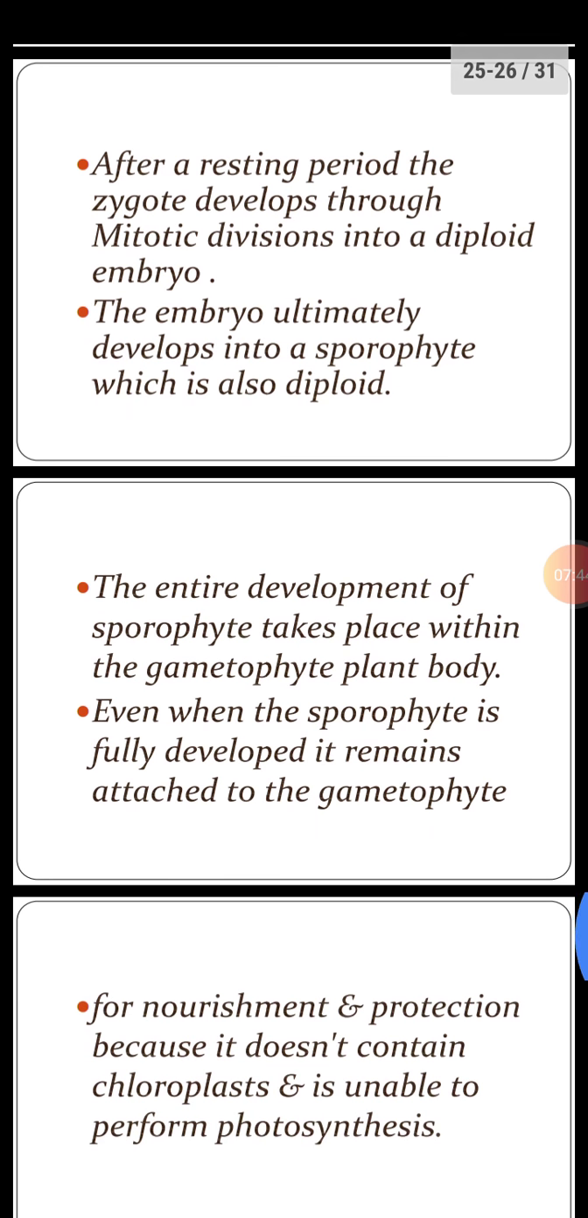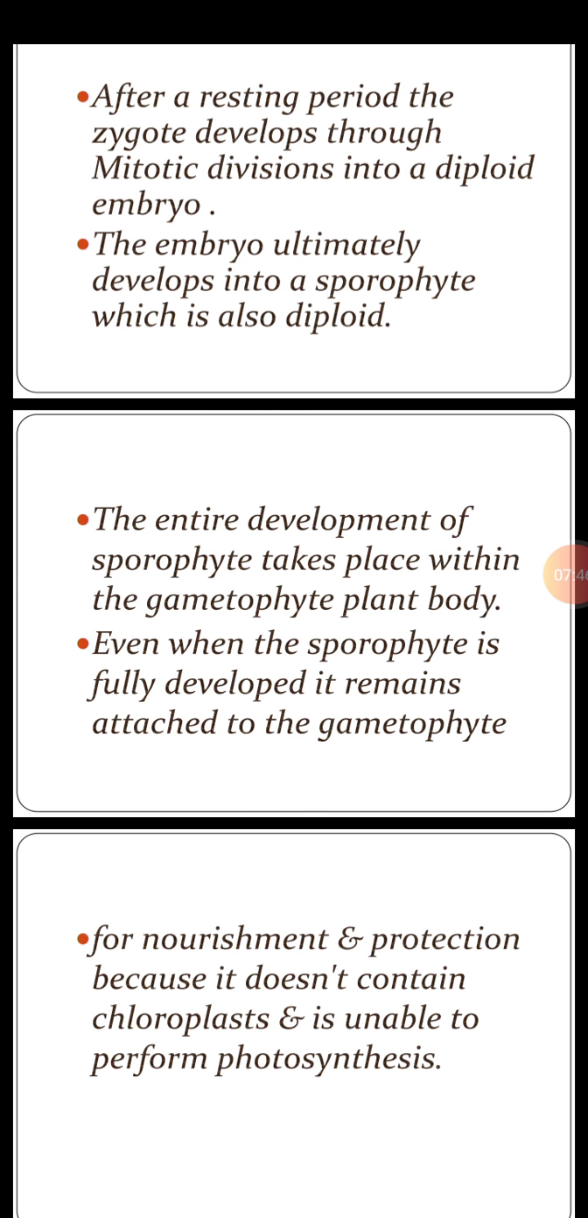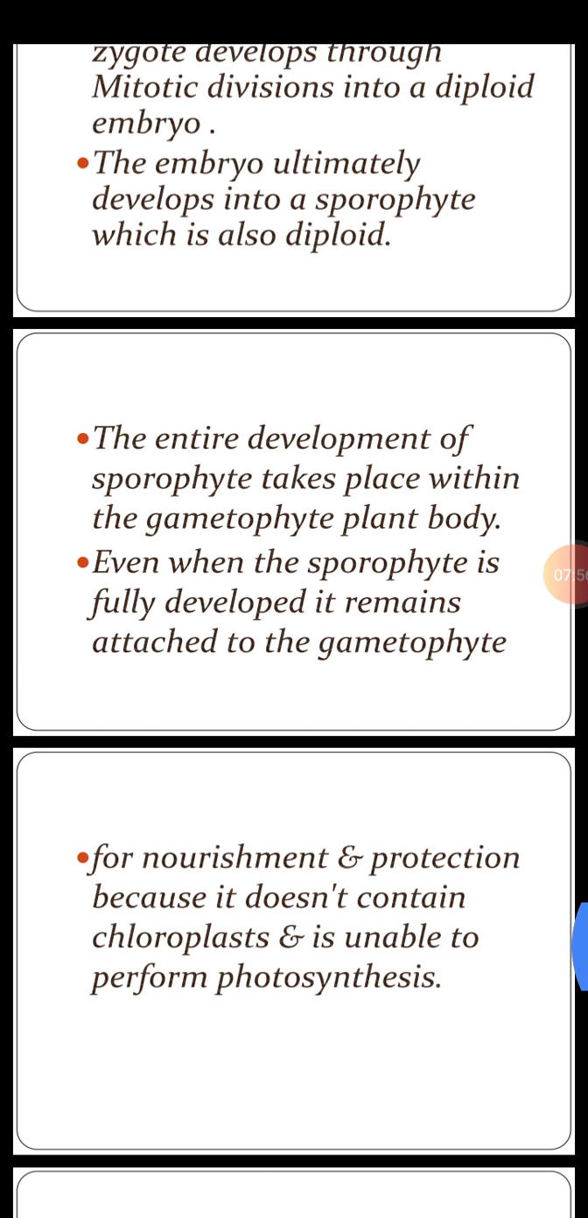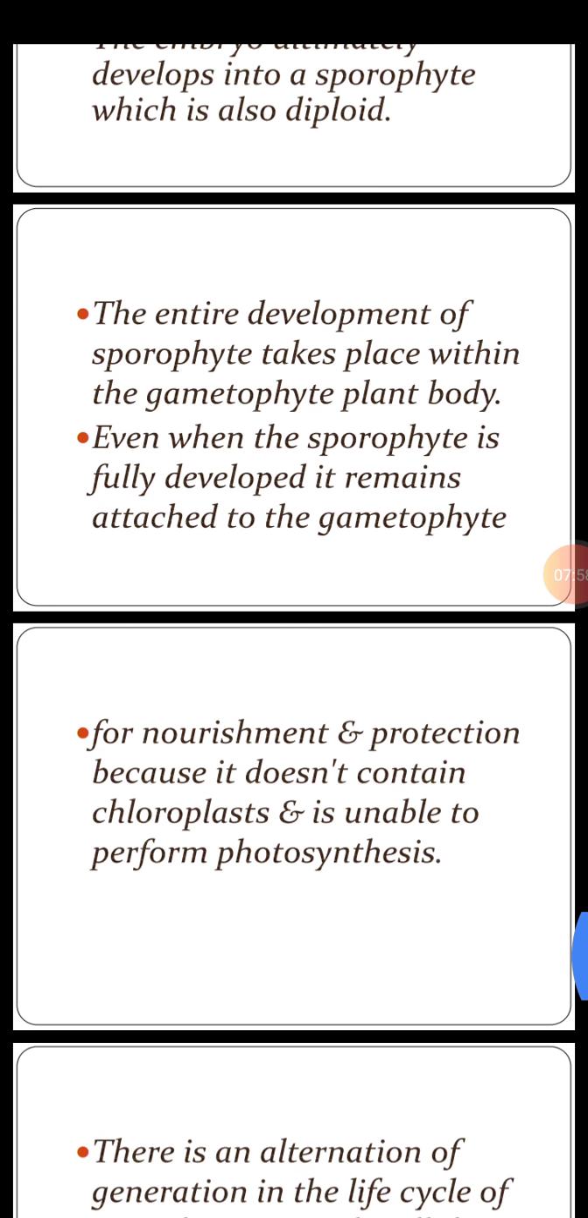The entire development of sporophyte takes place within the gametophyte plant body. As we have discussed, the sporophyte remains attached to gametophyte for its nutrition. Even when the sporophyte is fully developed, it remains attached to the gametophyte for nourishment and protection, and it doesn't contain chloroplast. They don't have green pigment, so they are unable to carry out photosynthesis, unable to prepare their own food. These are the reasons that sporophyte remains attached to gametophyte.